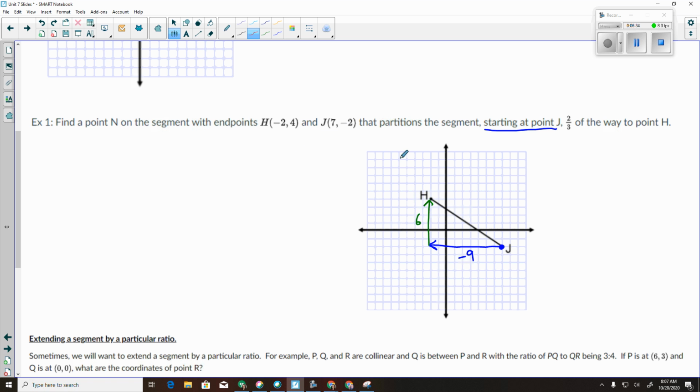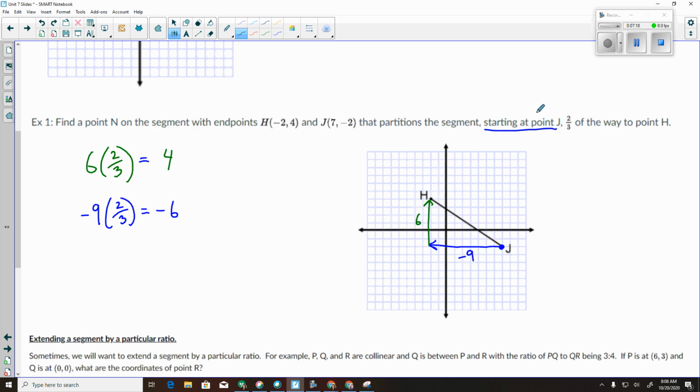Next thing that I want to do is I'm going to take both of these values and then multiply them by 2/3. So 6 times 2/3, and then -9 times 2/3. So what do I get for both of those? So I get 4 for the first number, and then -6 for the second number, okay? All right, so now that I found those values, now I just have to take these numbers and then add them to the correct coordinate point, okay?